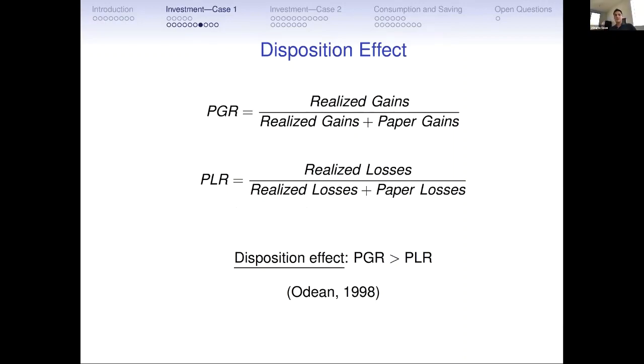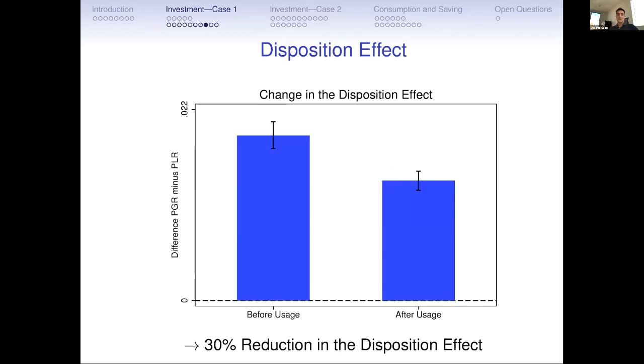For those of you that are not familiar with the disposition effect, it is simply the propensity that individuals have to realize the gains, but not to realize the losses. So if you have a portfolio of 10 stocks, individuals are going to be much more likely to sell those that have appreciated over the previous 5 or 6 or 12 months, and instead they're going to hold on to the ones that have not increased, or in fact that were at a loss. What do we find? Well, we find a 30% reduction in the disposition effect.